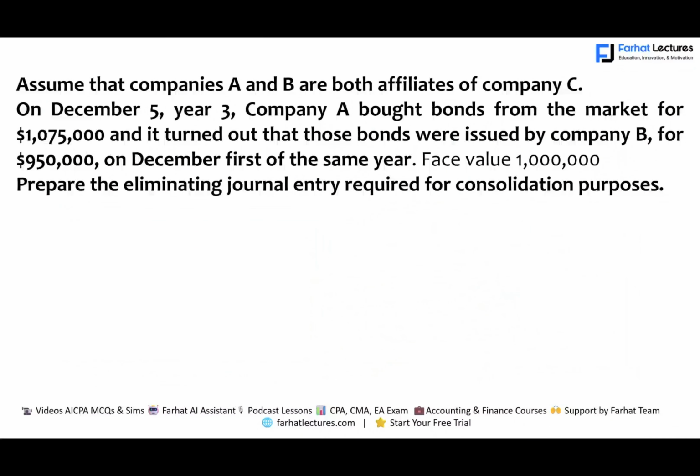Assume that companies A and B are both affiliates of company C. On December 5th, year 3, company A bought bonds from the market for $1,075,000, and it turned out that these bonds were issued by company B. And remember, company A and company B are both affiliates of company C. The bond had a book value of $950,000 on December 1st of the first year. The face value of the bond, we're assuming, is $1 million. Prepare the eliminating journal entries required for the consolidation purposes.